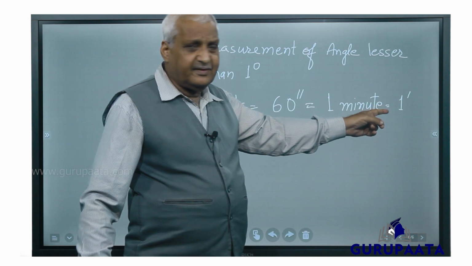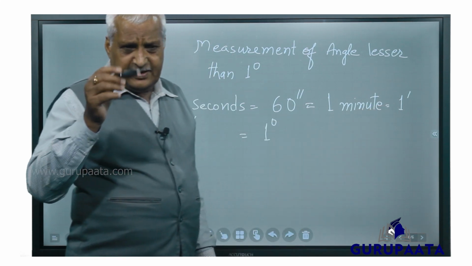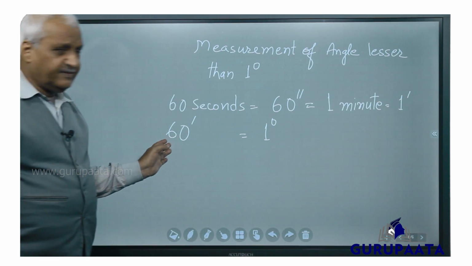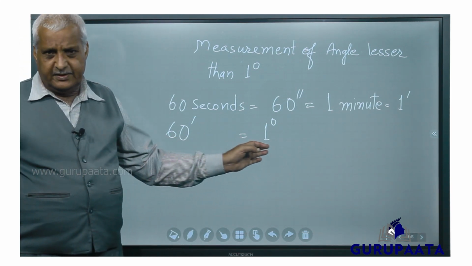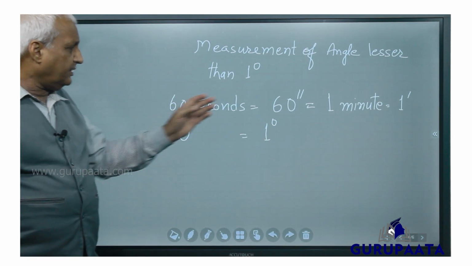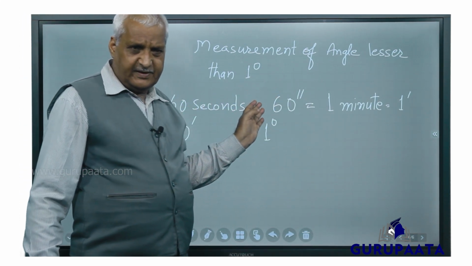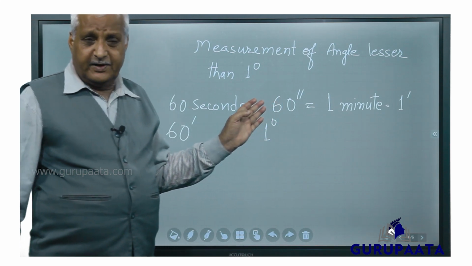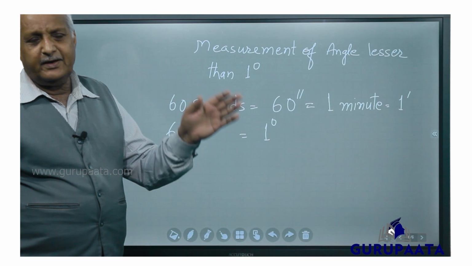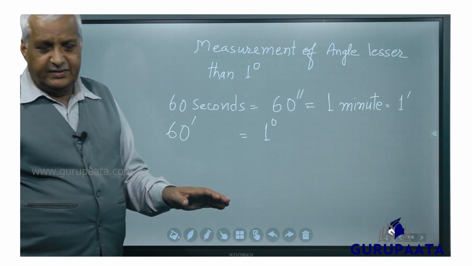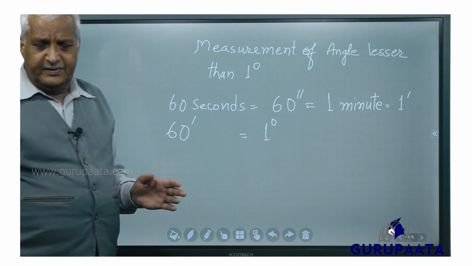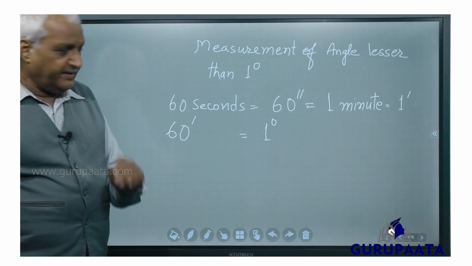How to write minute? One single oblique line. Then 60 minutes makes 1 degree. So, 1 degree is equal to 60 minutes, and 1 minute is equal to 60 seconds. If you want to divide further, that will be millisecond, microsecond, nanosecond, whatever the case may be, that is used in scientific laboratories, not in normal life. In normal life we are limited only up to minute.